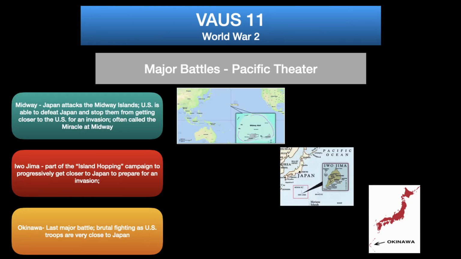So in the Pacific, the major battles are Midway, which I'm going to show you a little bit of a clip from Call of Duty Vanguard. So Midway, Japan attacks the Midway Islands, and again, as I explained, if they were to win, they would be closer to hitting the continental United States. Iwo Jima is part of the island hopping campaign to progressively get closer to Japan to prepare for an invasion, and Okinawa is the last major battle, brutal fighting as the United States troops are very close to Japan.